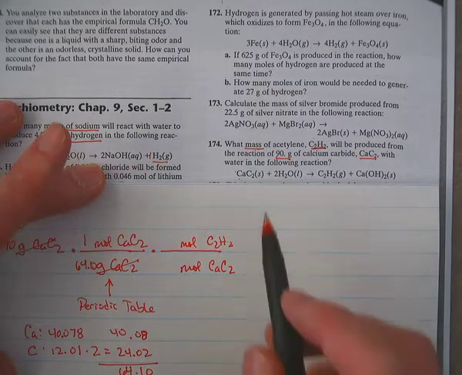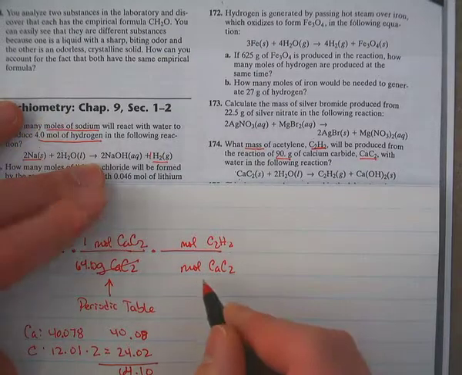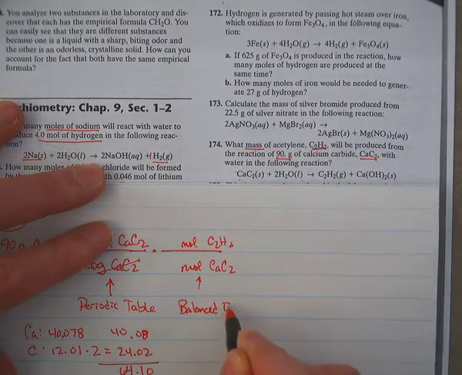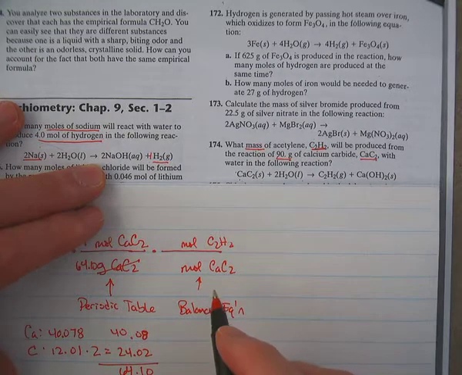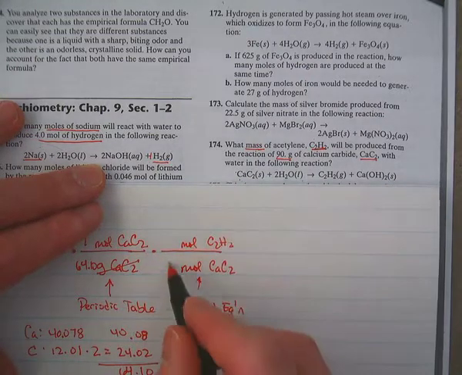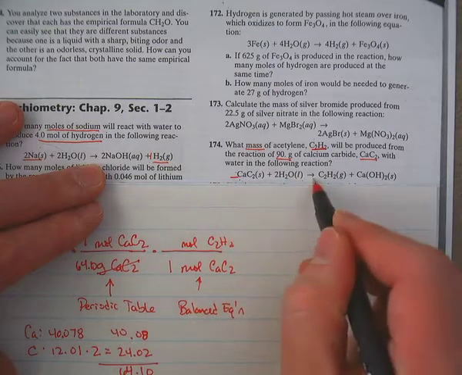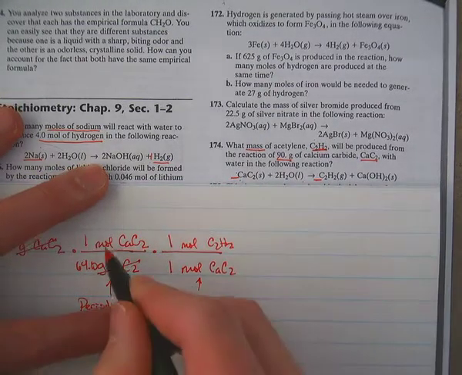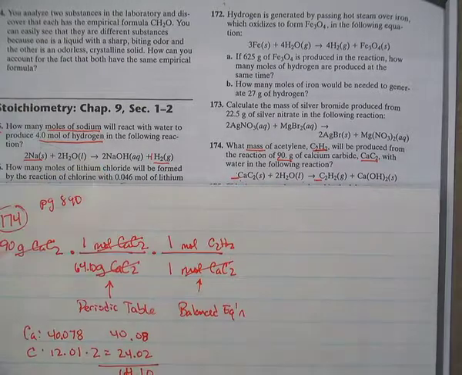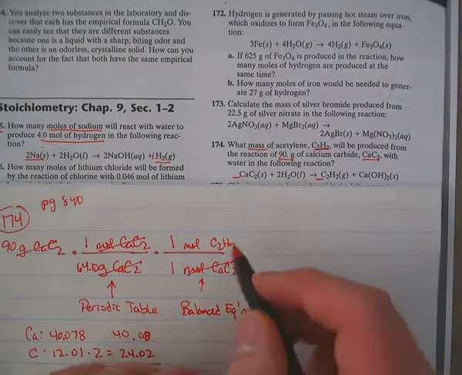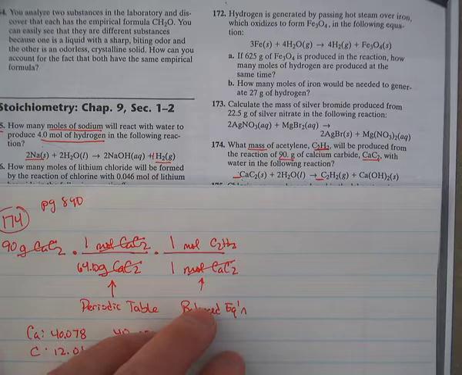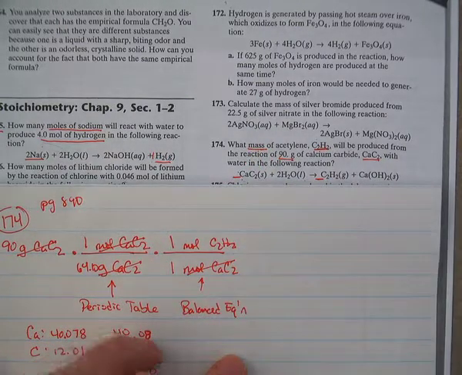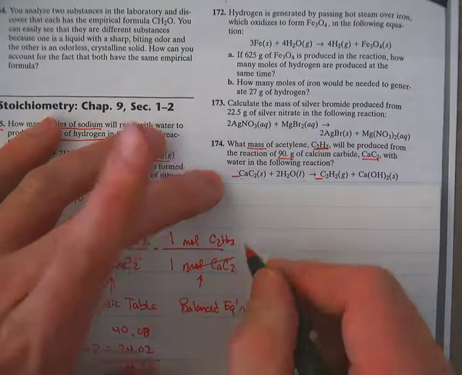And where do I look for this? I look in my balanced equation. I'll just write that out. Balanced equation is where I go for that. And my balanced equation tells me there's 1 mole of CaC2 for every 1 mole of C2H2. Okay, so now the moles CaC2, those cancel each other. I'm left with moles of C2H2. I'm almost done. The only problem is they don't want moles, they want mass. So I need to do one more conversion at the end of this.